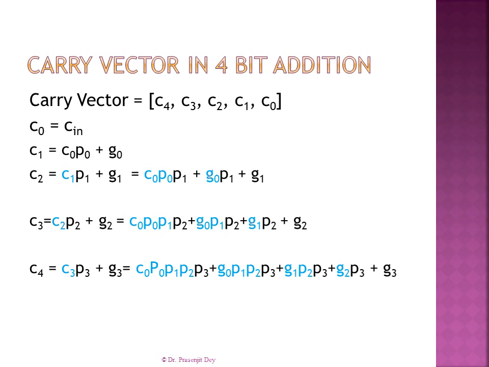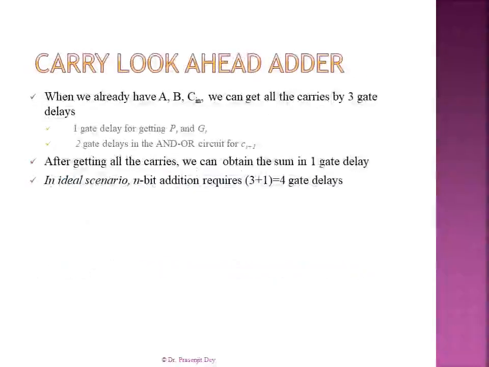Now here you can see that the value of C3 depends on the initial carry C0 as well as the various values of P and G, where P is the propagation carry which is not dependent on the previous carry. Similarly, G is the generated carry which is also dependent on the inputs only. So here you can see that you can generate all the carry bits with the initial carry as well as the inputs.